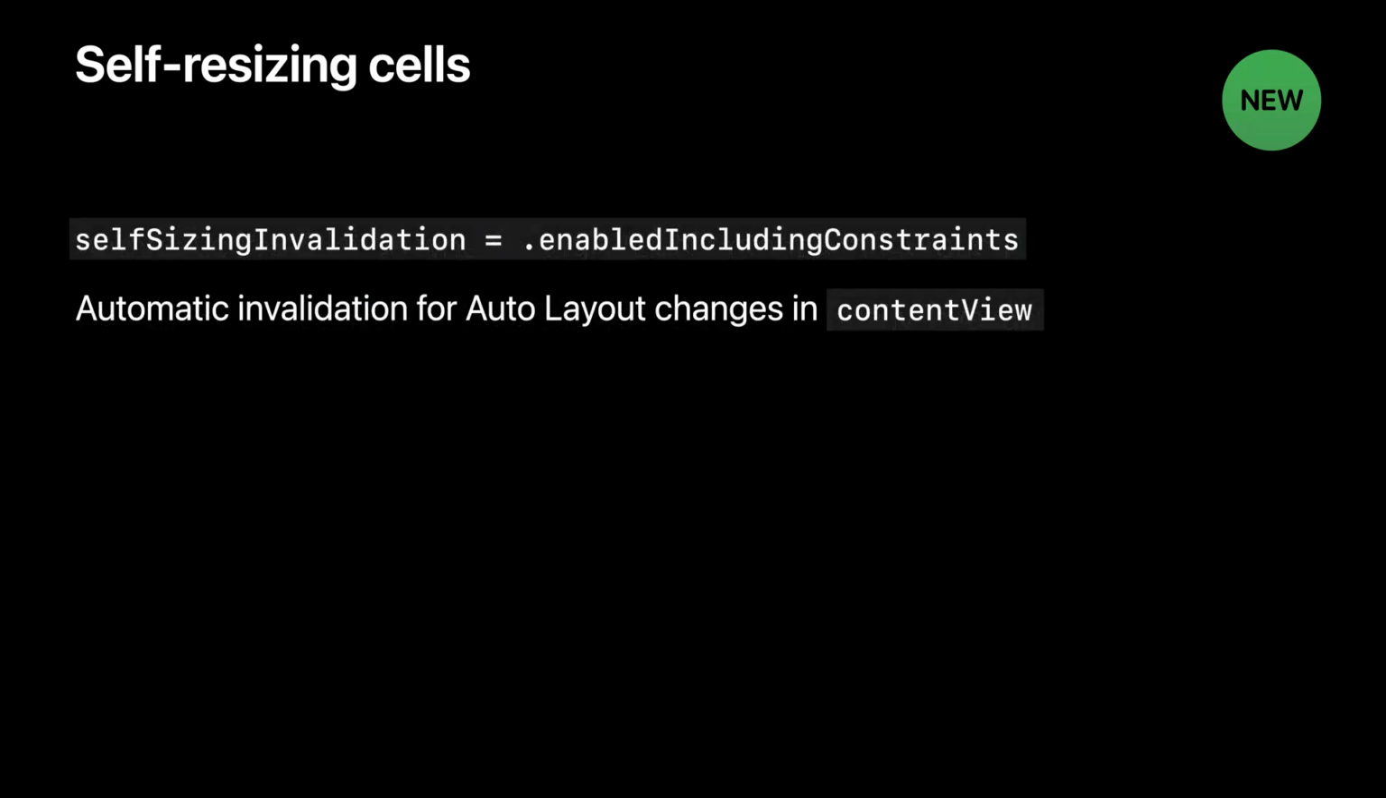If you're using Auto Layout in your cells, you can opt into an even more comprehensive behavior by choosing enabledIncludingConstraints. This means when a cell detects any Auto Layout changes inside its content view, it will automatically call invalidateIntrinsicContentSize on itself, so that the containing collection or table view can resize it if necessary. This makes it incredibly easy to have cells that automatically adjust their size in response to content or layout updates.